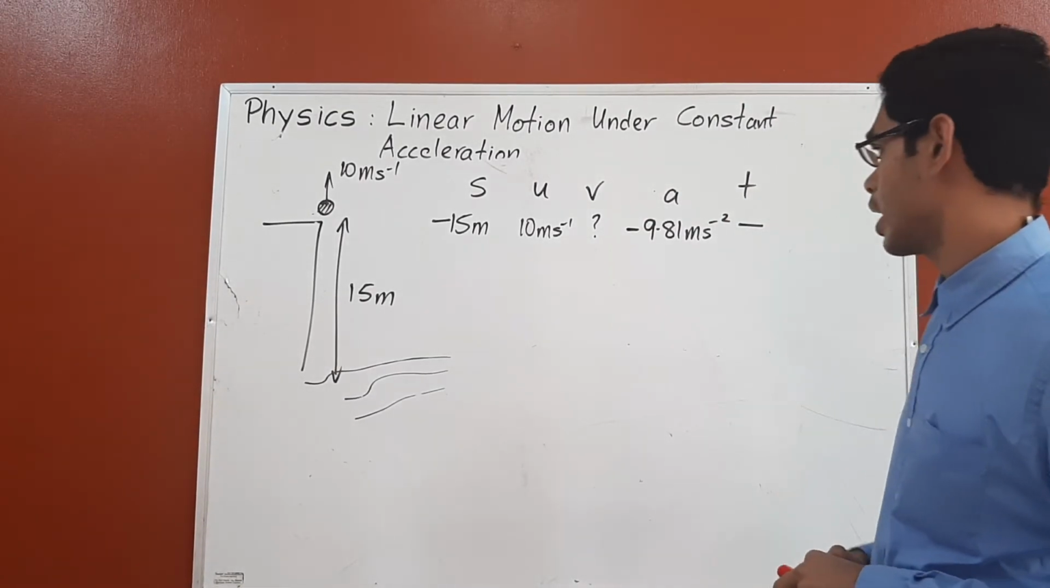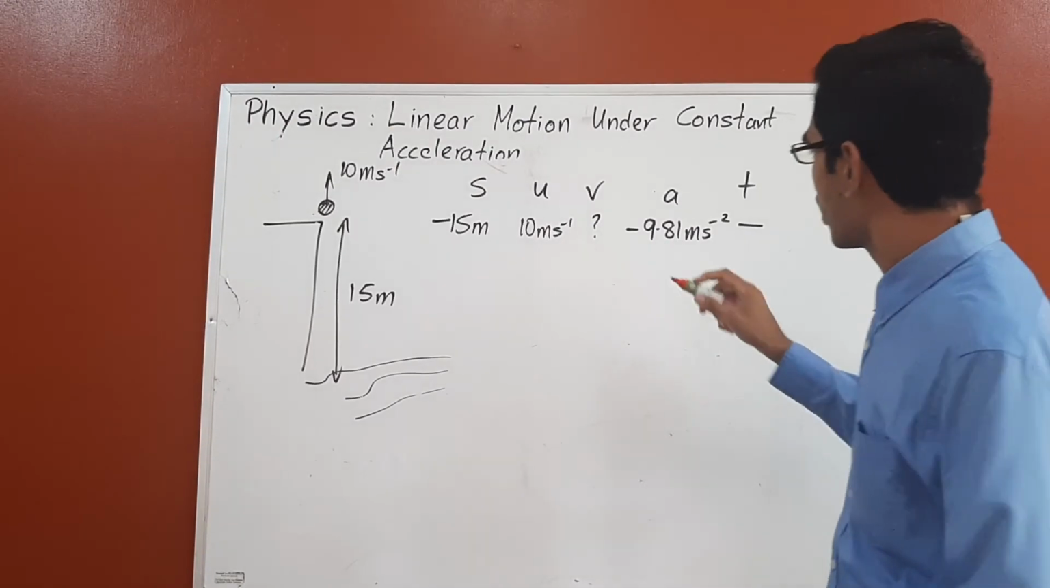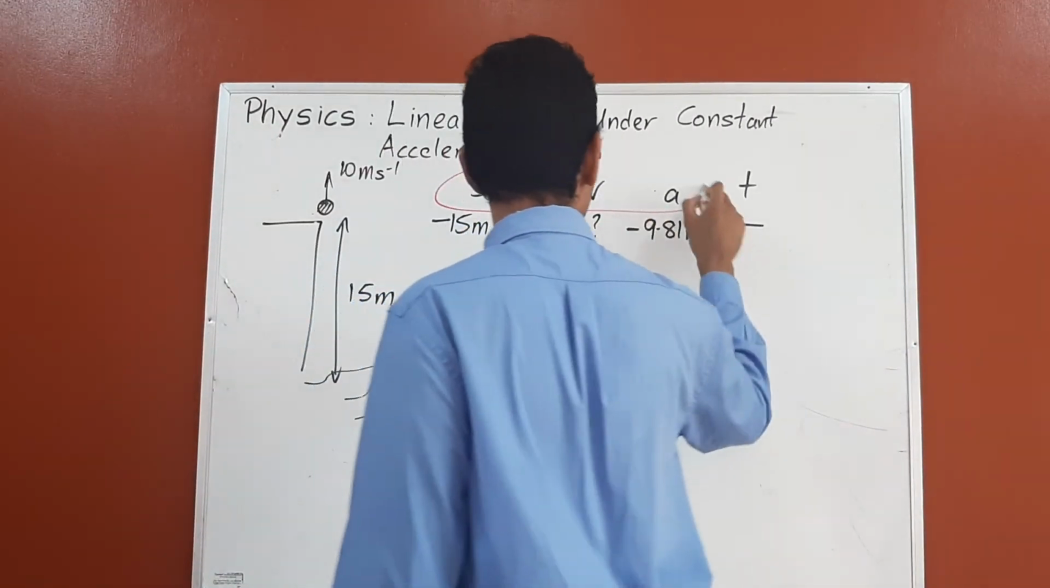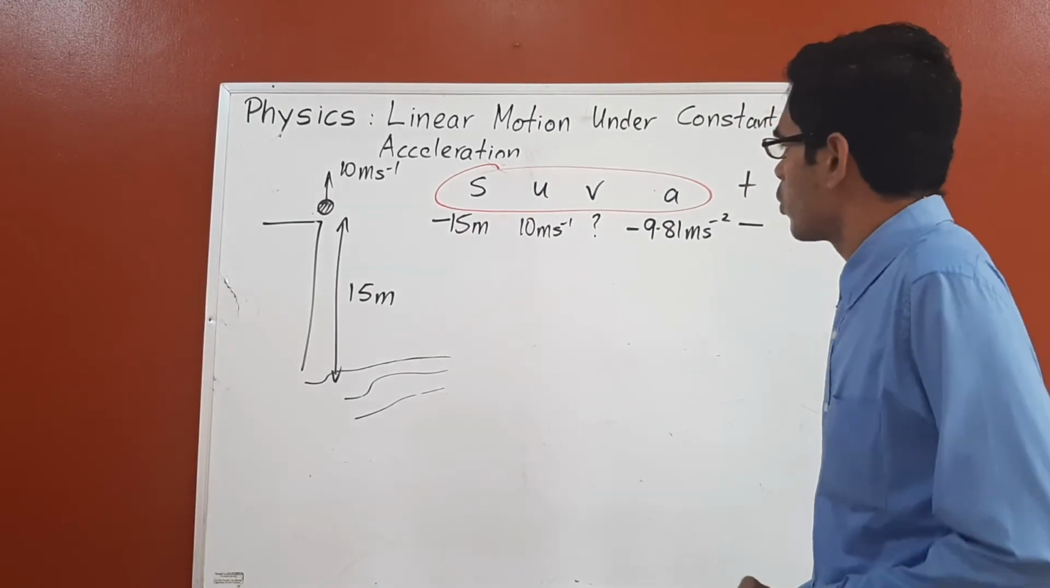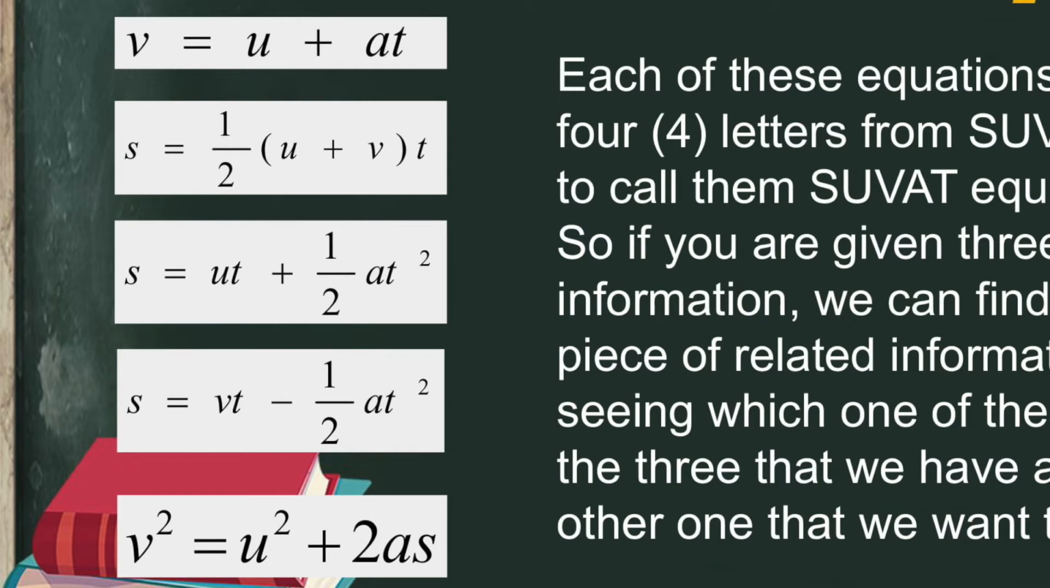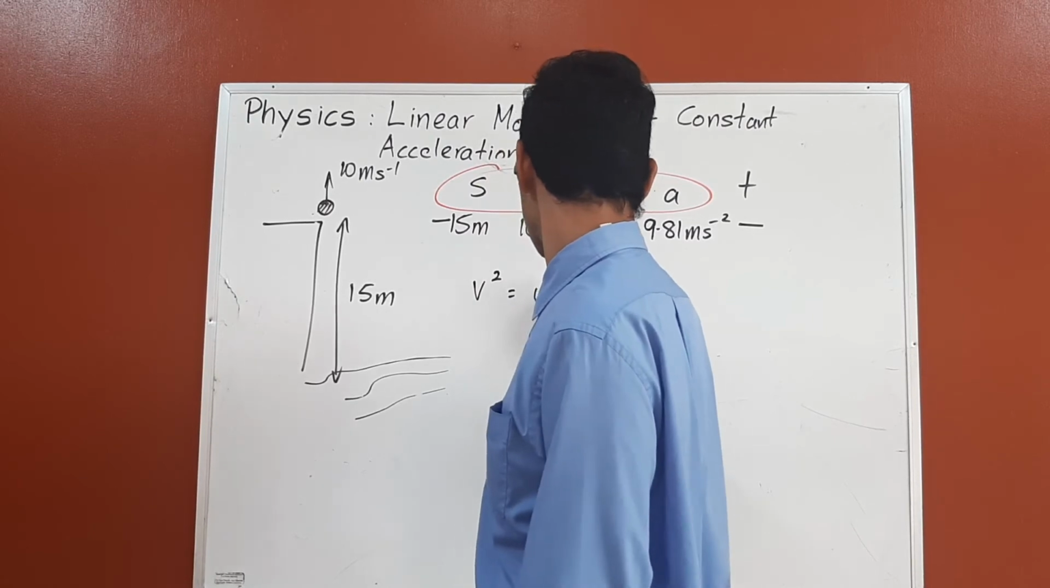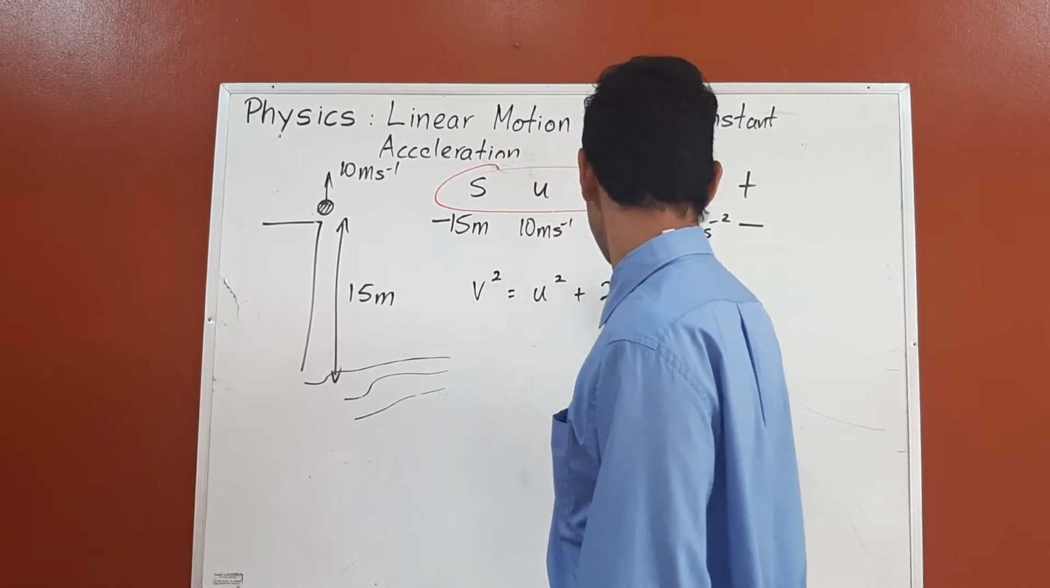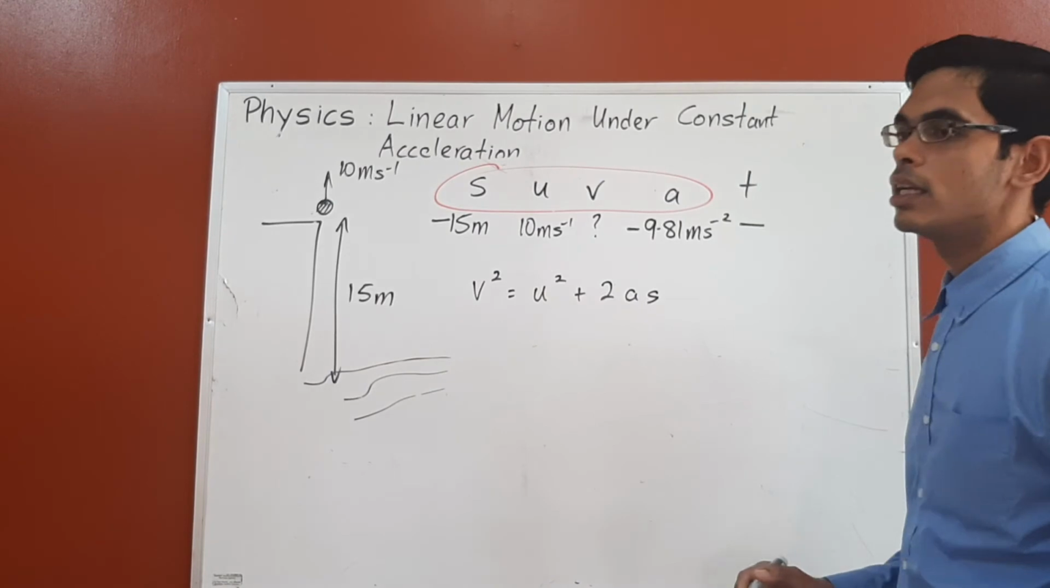And the equation that we have to use must involve these quantities. And which equation is that? Which one of these five equations here do you see involving the S, U, V, and A? This one, equation number 5. V squared is equal to U squared plus 2AS. You can check it if you'd like.